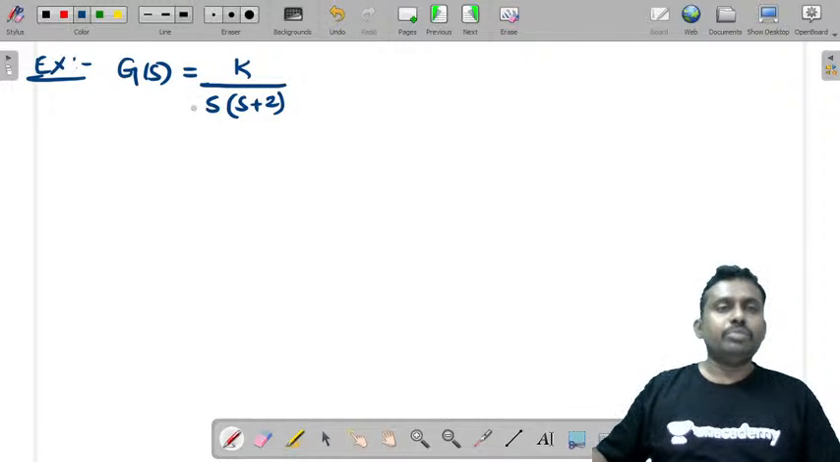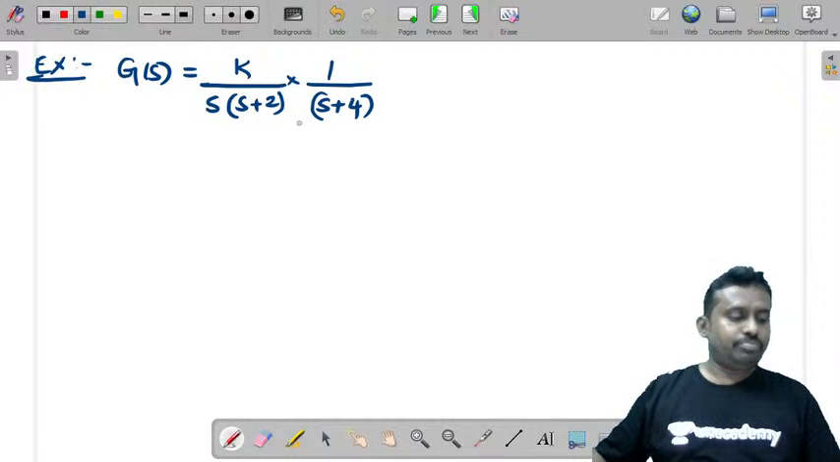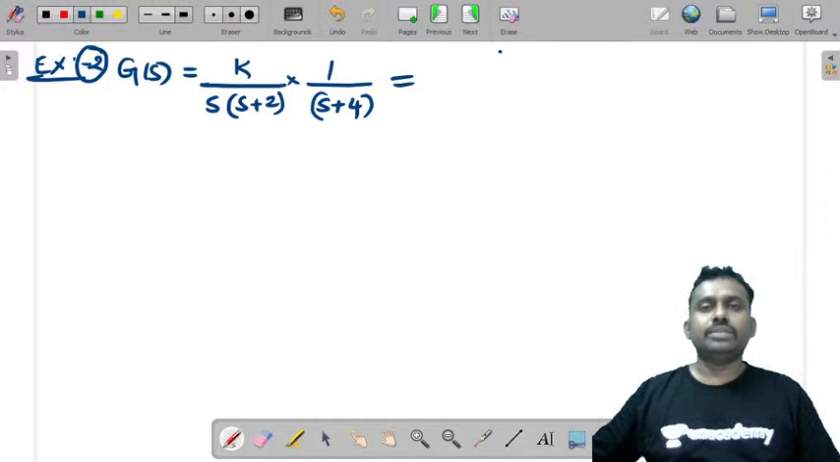This was one of the problems. Today what we'll do is we'll add a pole to this and we'll see what is the effect of adding a pole to a root locus. So let us add a pole to this. Pole is the denominator part, so I'm adding 1 by s plus 4. Yesterday G(s) was K by s into s plus 2. Now we are taking K by s into s plus 2 into s plus 4. This is the question.